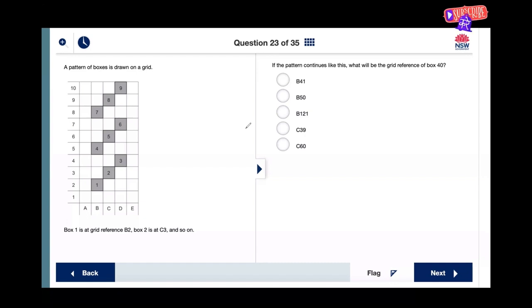Here I can see in column B, when I divide my number by 3, I have a remainder of 1. For example, if I divide 4 by 3, it's 1, remainder 1. If I divide 7 by 3, it's 2, remainder 1. And 1 is obviously 1.